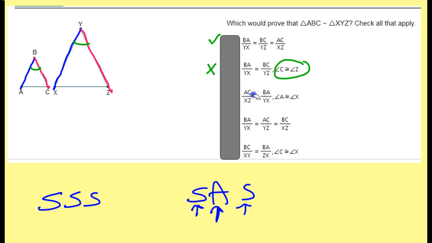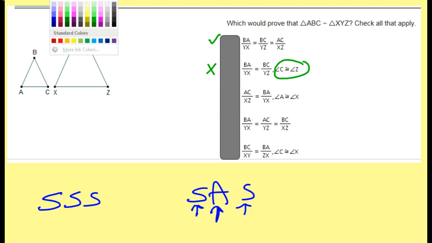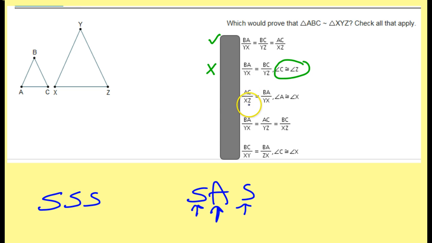Okay, next one. Again, I have 2 pairs of sides and a pair of angles. So again, we're going for side, angle, side. So let's see. I feel like I should just start over. So here we have AC over XZ. And again, that's left, right. And then we have BA over YX. Again, left, right. So that part's good.